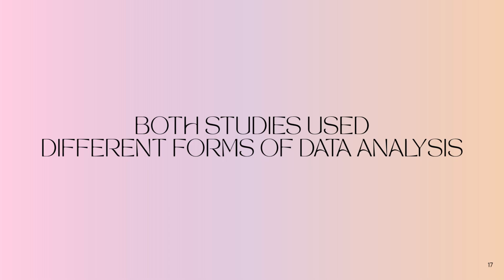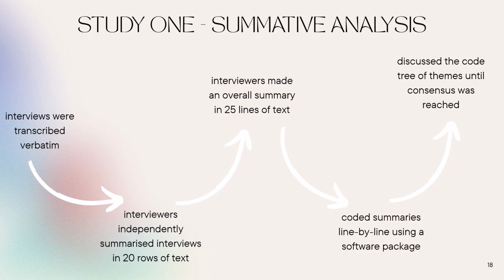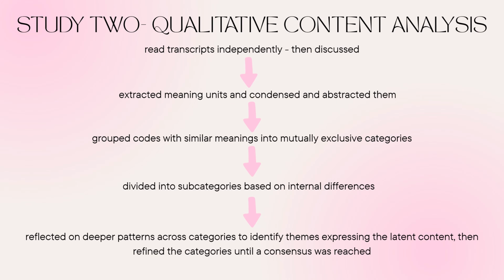Now I will discuss the forms of data analysis used in each study. In the first study, which, remember, is the trauma-based study, the researchers used summative analysis, where interviewers independently summarized transcripts before then later reaching a consensus. This slide gives more details on the steps that the researchers followed. In contrast, as you can see here, study 2 used qualitative content analysis, identifying both obvious and deeper meanings in the data. I've outlined the steps below.